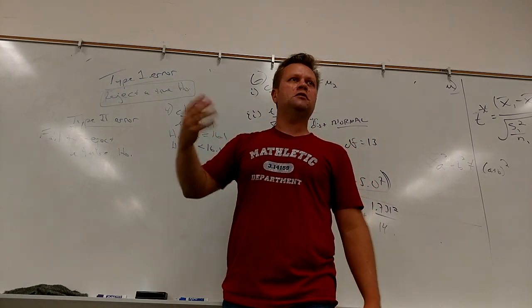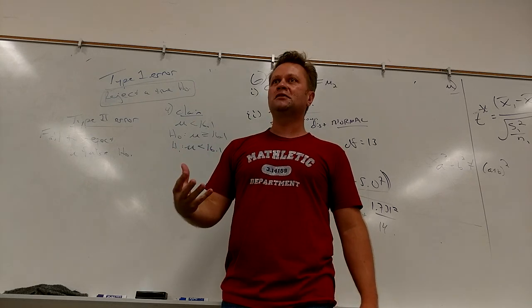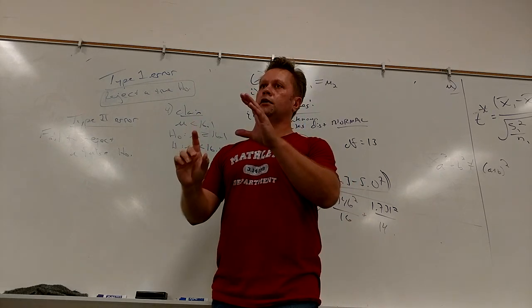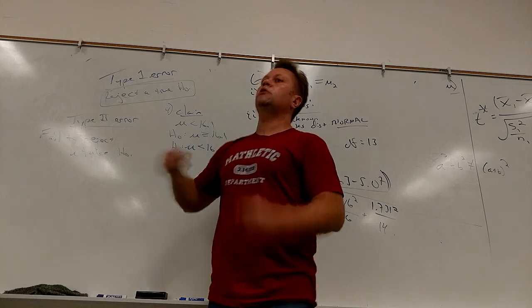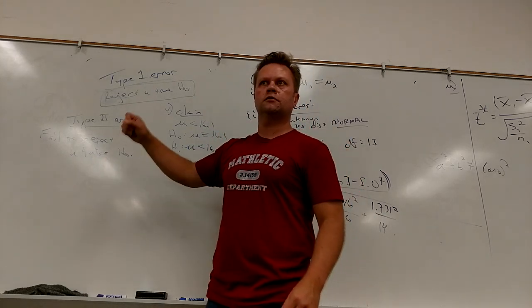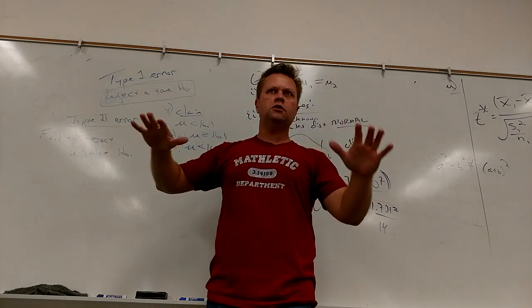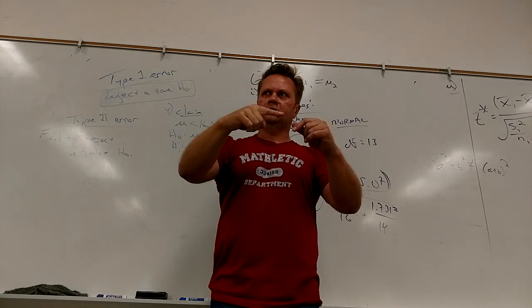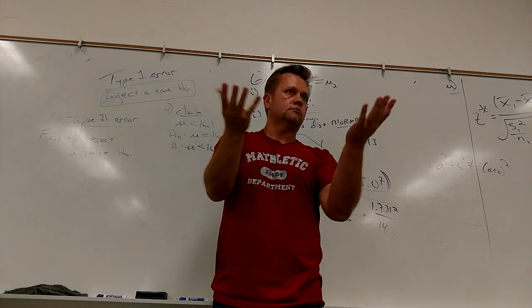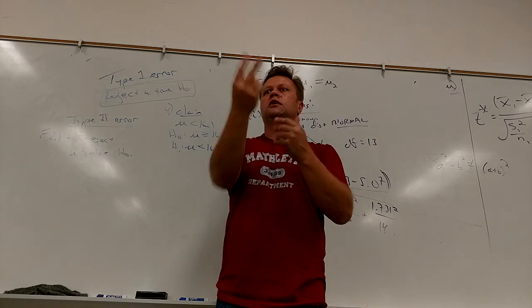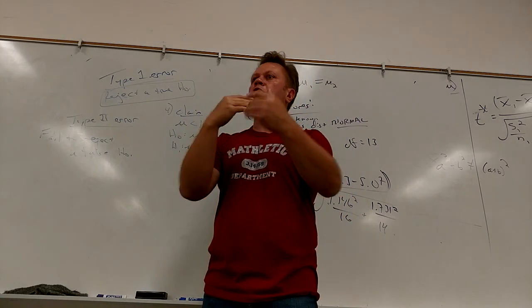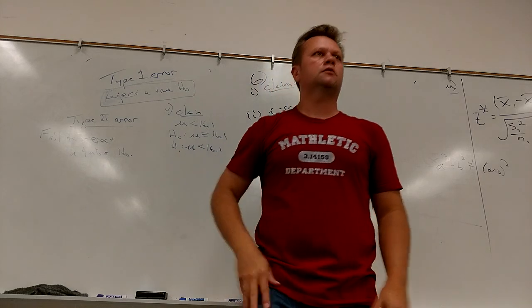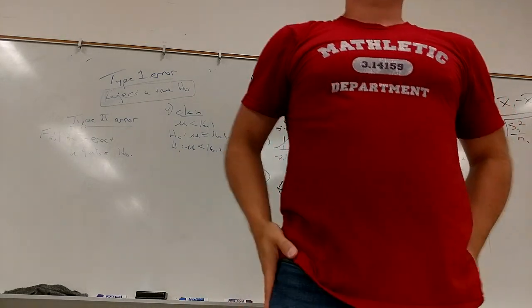Isn't that an error then? And isn't there only 2 things we do? We reject it, and when would that be wrong? It's right. Or we fail to reject it. When would that be wrong? It's false. There's only 2 things we do with a hypothesis. We reject or we fail to reject. That's it. So that's why there's 2 types of errors, because you can see when we would be wrong in each of those situations.